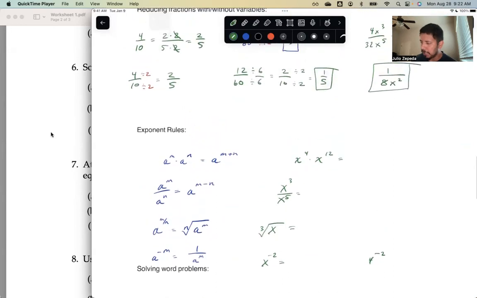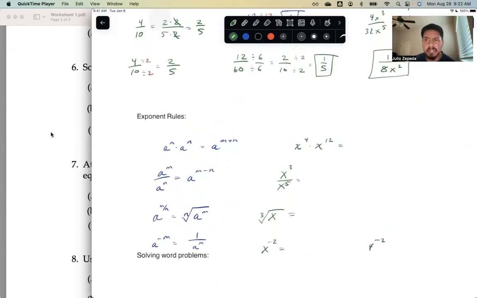Exponent rules is our second to the last topic. There are various exponent rules. You can look them up in the textbook or just Google exponent rules, and you'll get a list of like 7 rules. Here are some of them. The first one is when you're multiplying 2 quantities that have like bases. They have to have the same base, x to the 4th and x to the 12th. That's what we have here in example number 1.